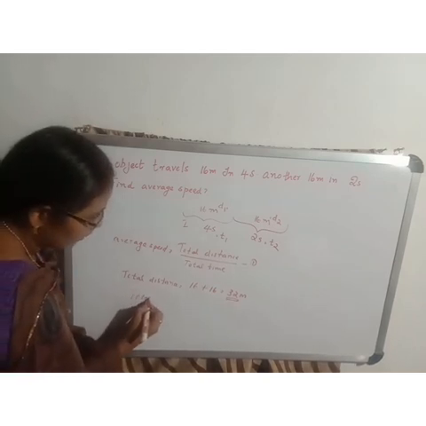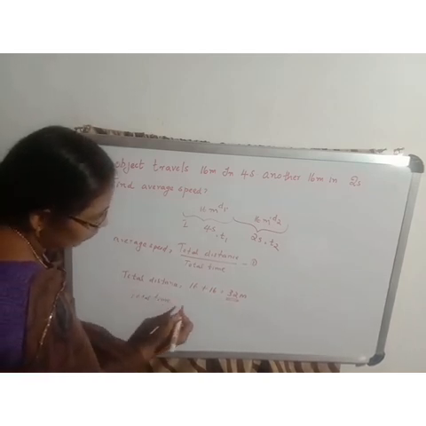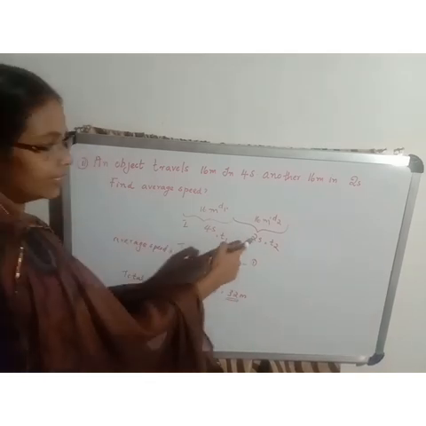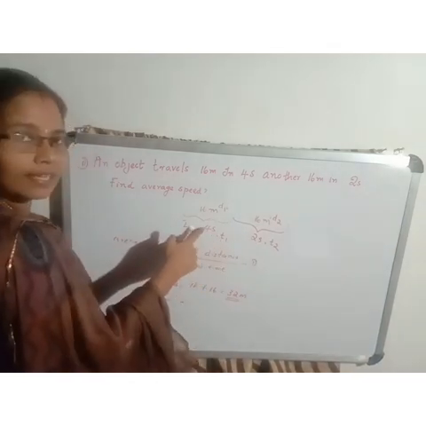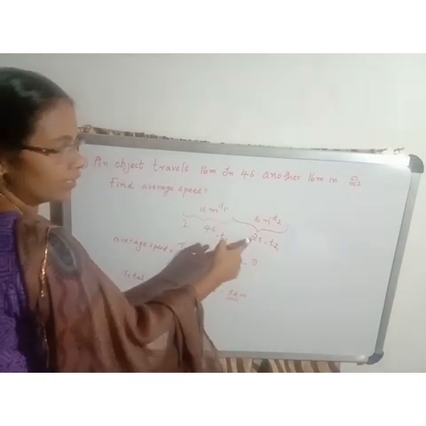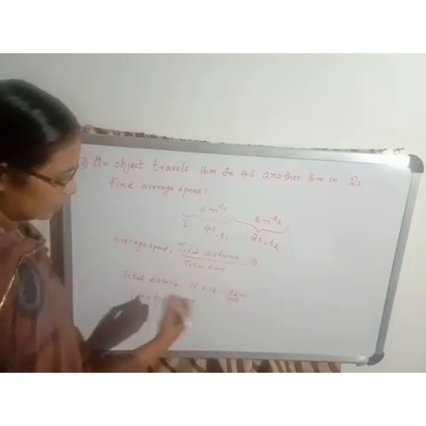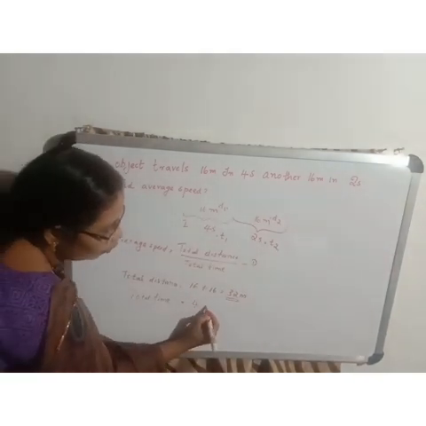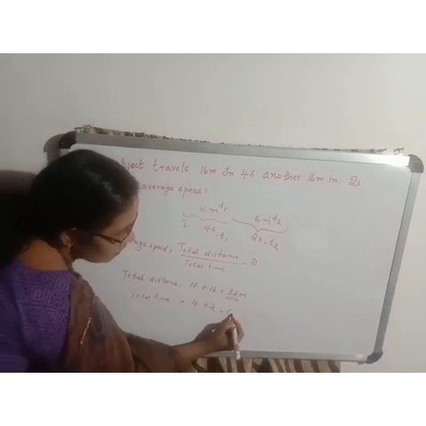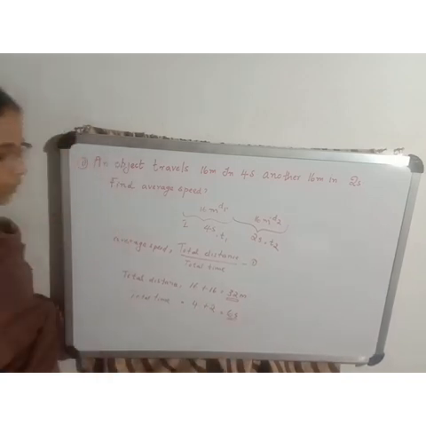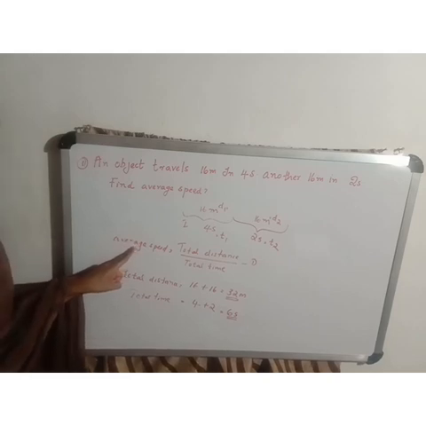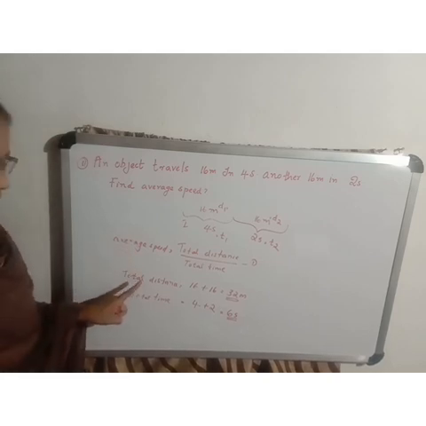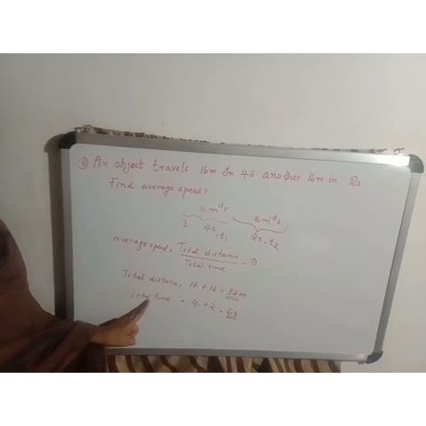Now the total distance we got, 16 plus 16, which is 32, and the total time it travels. What's the total time it travels? It will be 4 plus 2. In the first session it takes 4 seconds, and in the second session it takes 2 seconds. So the total time is 4 plus 2, which is 6 seconds. So we know in order to get average speed, we need to divide the total distance by the total time.